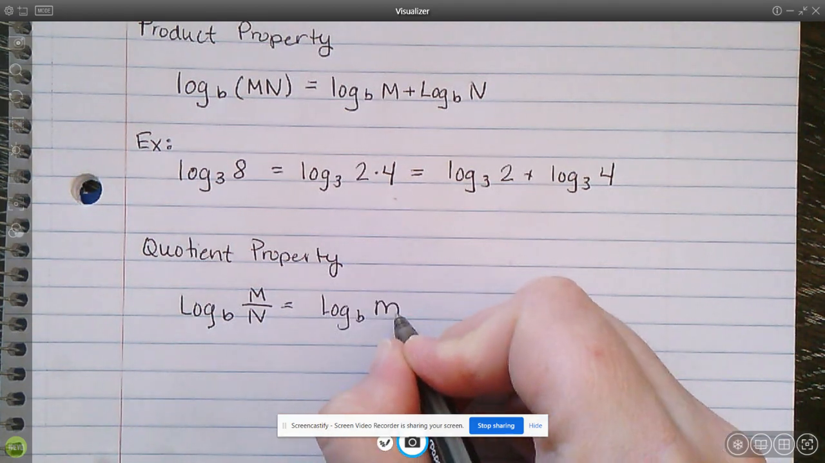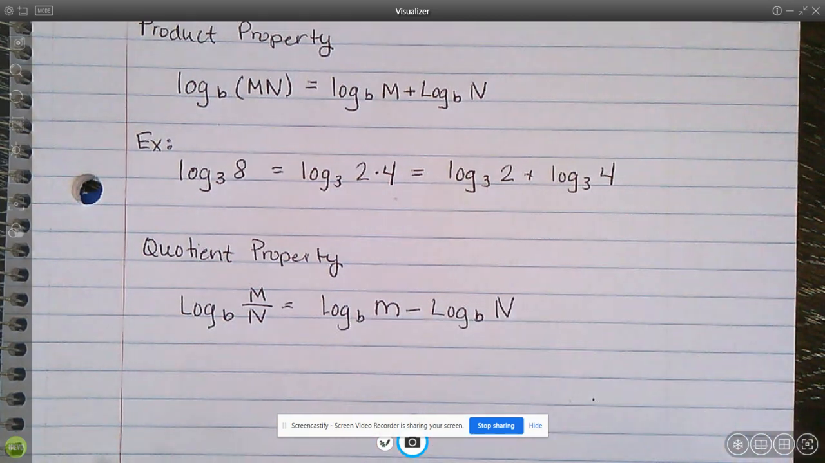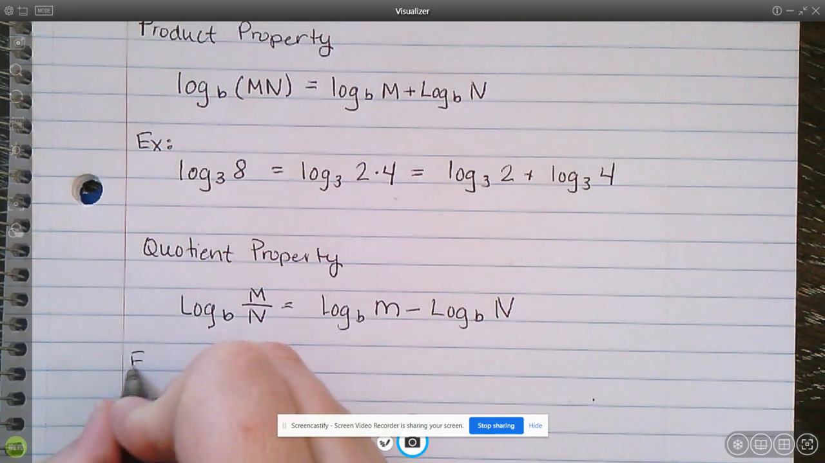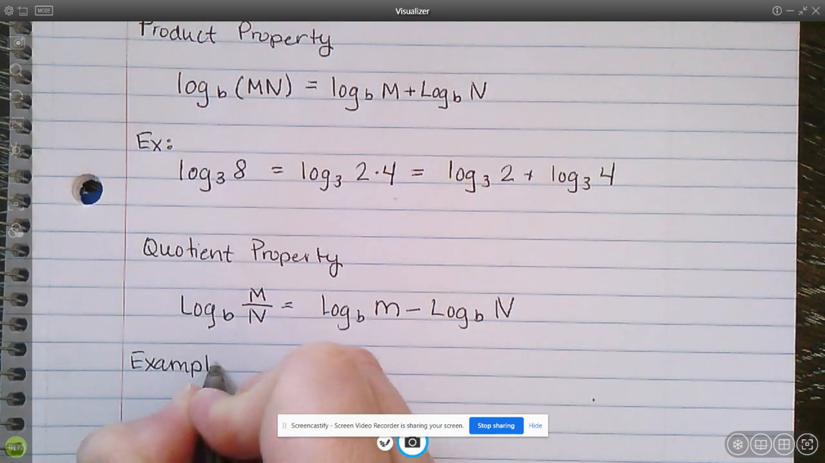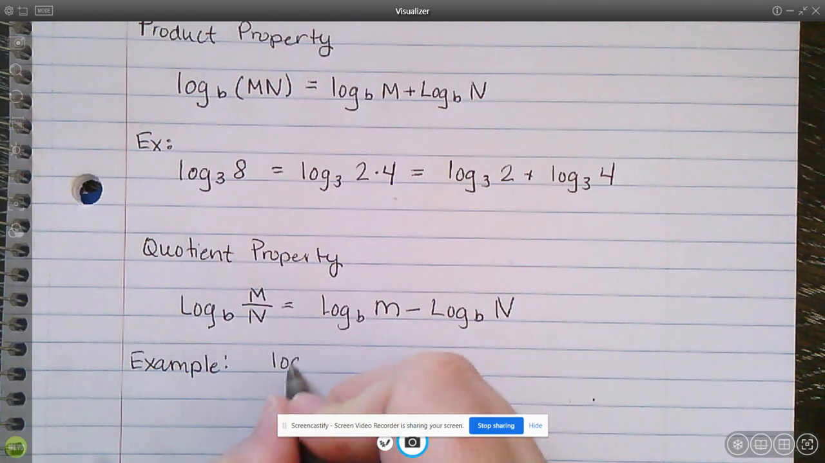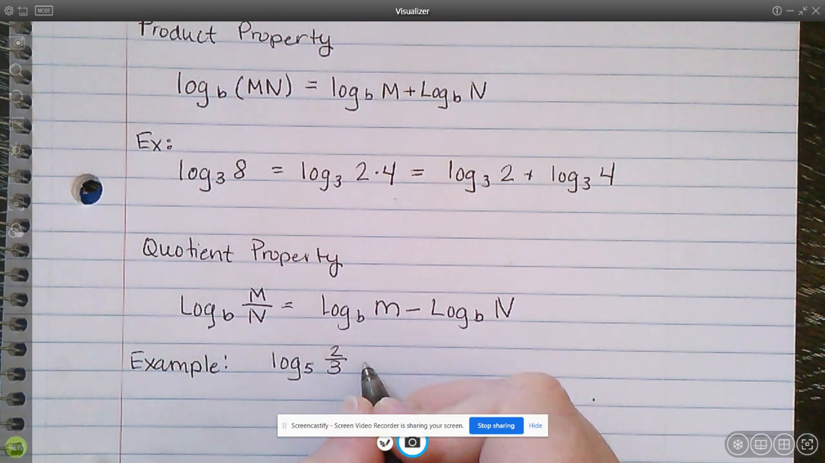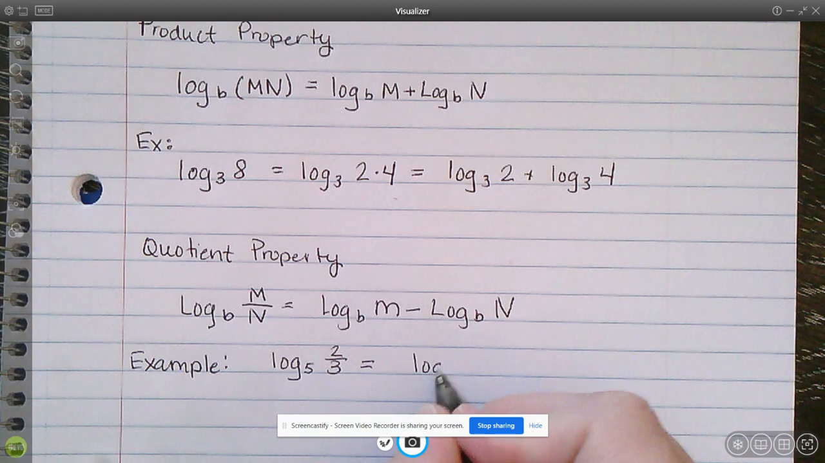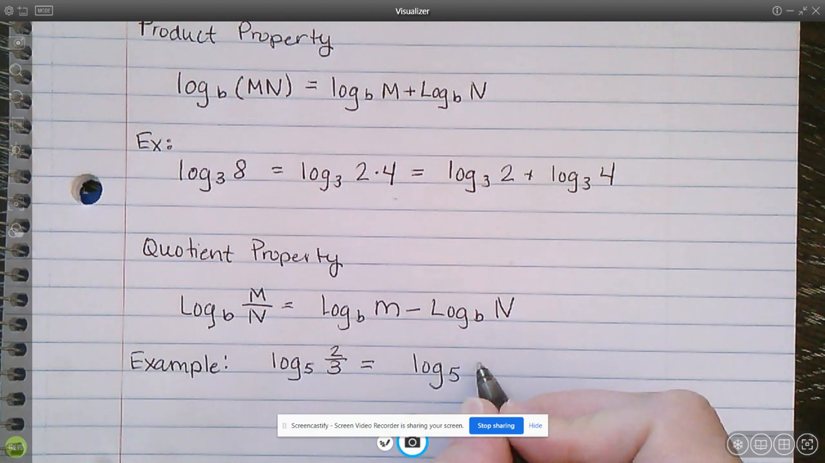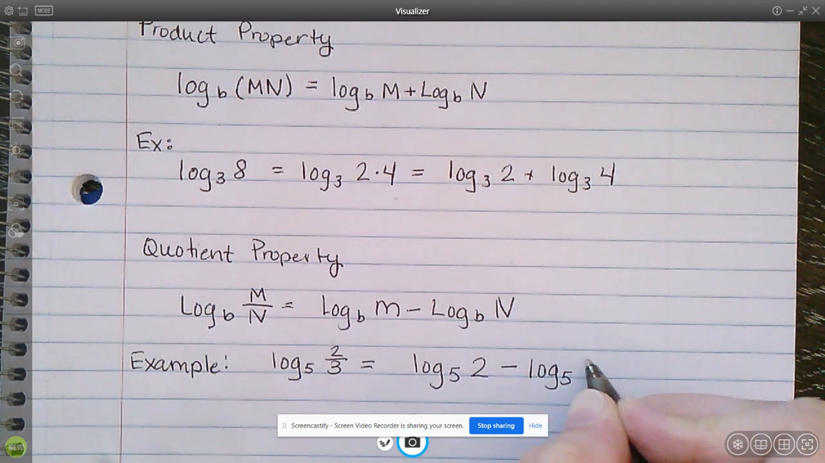Okay, anyway, so log base b of m over n is the same as log base b of m minus log base b of n. In an example, log base 5 of 2/3 is going to be the same as log base 5 of 2 minus log base 5 of 3.